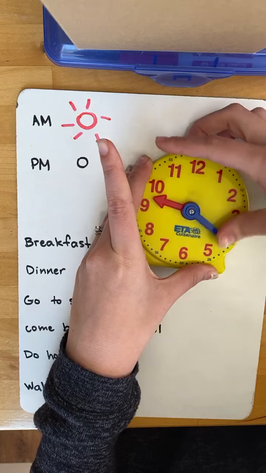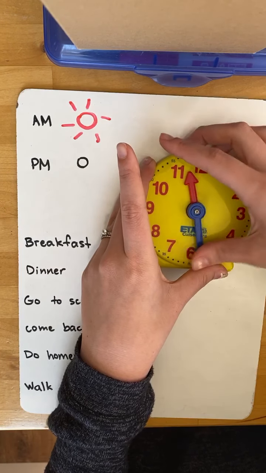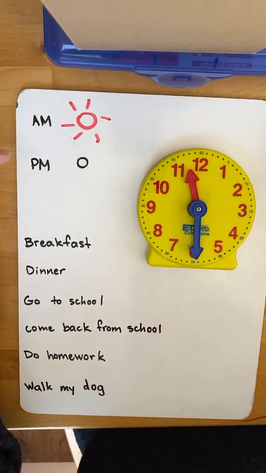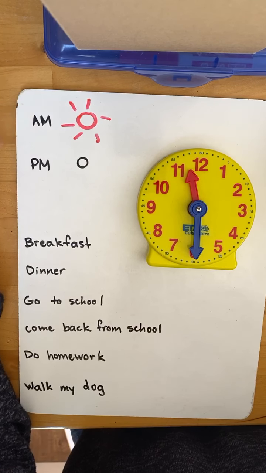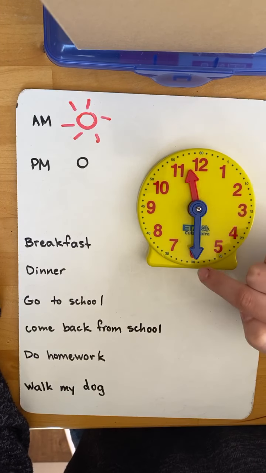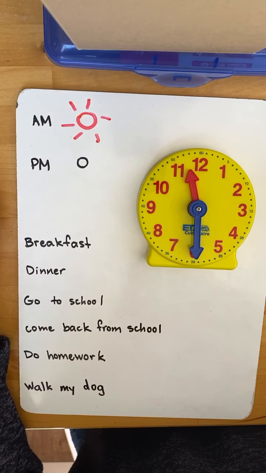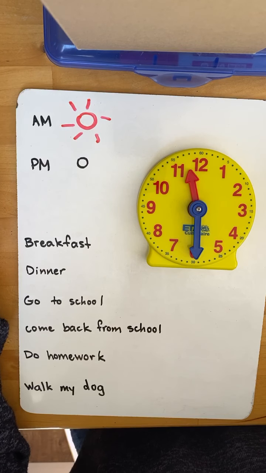So if I was at 11:30, before I hit that 12, that would be the first time around. The first time around would be AM. So at 11:30, it is AM, which means it's the first time around the clock, which means it is usually earlier in the day. So I drew a sun.